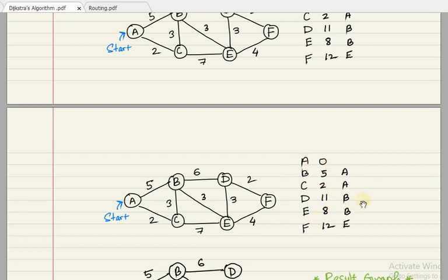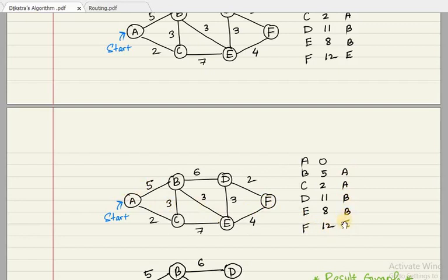Here we have found the shortest path from A to all the various nodes. A to B is going to be 5, A to C is going to be 2, A to D is going to be 11, A to E is going to be 8. Why 8? Because we have considered this part, 5 and 3, so it is 8. Then A to F is 12, because which part has been considered here? We have 5, 6, 7, 8, 9, 10, 11, 12, right? So this particular part has been considered, so that's why the distance from A to F is 12.